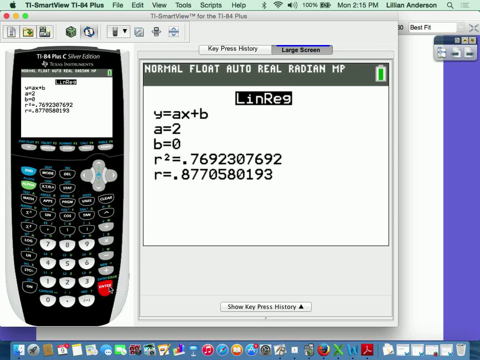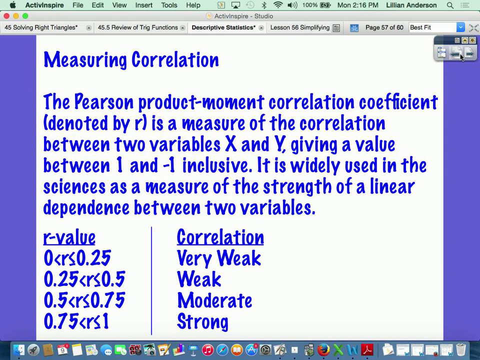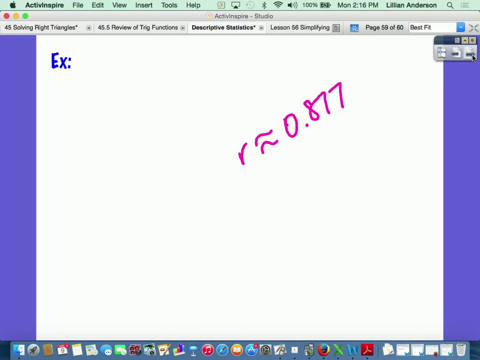Okay? So rounding to 3 significant figures, my R is 0.877. And if you recall, 0.877 is strong. And is it negative or positive? So this is a strong, positive relationship between the number of scoops and how many plants grow. Okay? Questions? Because the R was positive.